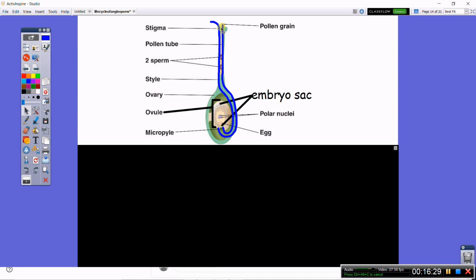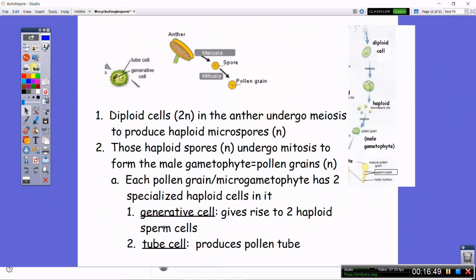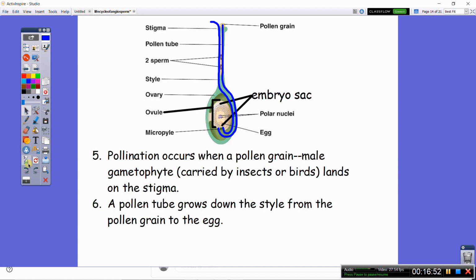Now notice what that tube is for. That tube is for carrying the two sperm cells that were made by the generative cell. The pollen tube was made by the tube cell. Is that what we called it? Well, now I feel like I have to go back. Yeah, we called it a tube cell. Okay, just making sure I'm not going crazy.